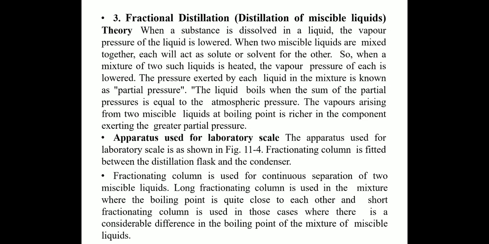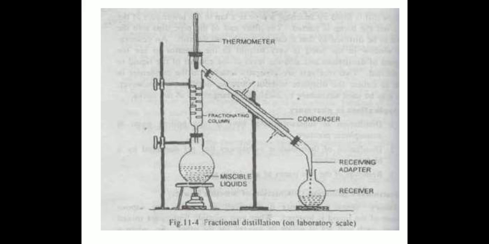The pressure exerted by each liquid in the mixture is known as partial pressure. The liquid boils when the sum of the partial pressures is equal to the atmospheric pressure. The vapor arising from two miscible liquids at boiling point is richer in the component exerting the greater partial pressure. Talking about the apparatus for the laboratory scale, it is shown in this figure.